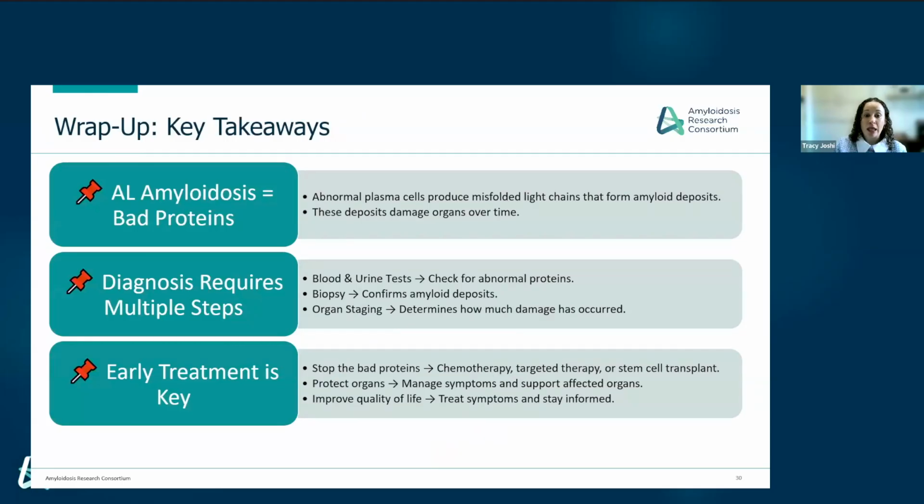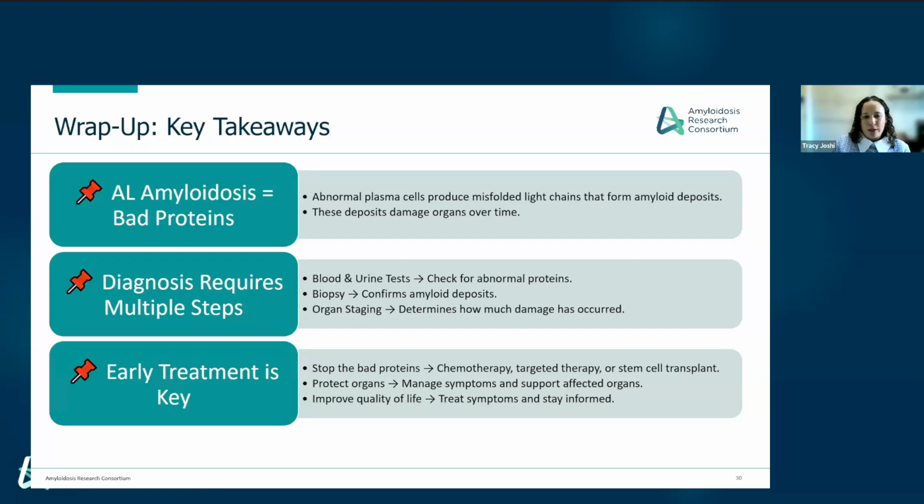Now, we have covered a lot today, and I want to take a moment to summarize the key points. What is AL amyloidosis? This happens when abnormal plasma cells make misfolded light chains, or bad proteins, that build up in organs and cause damage. It's not cancer, but it's related to disorders like multiple myeloma.